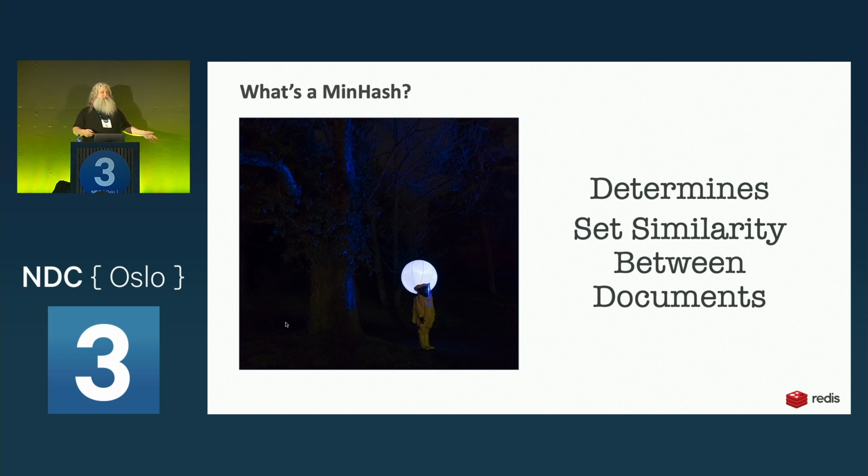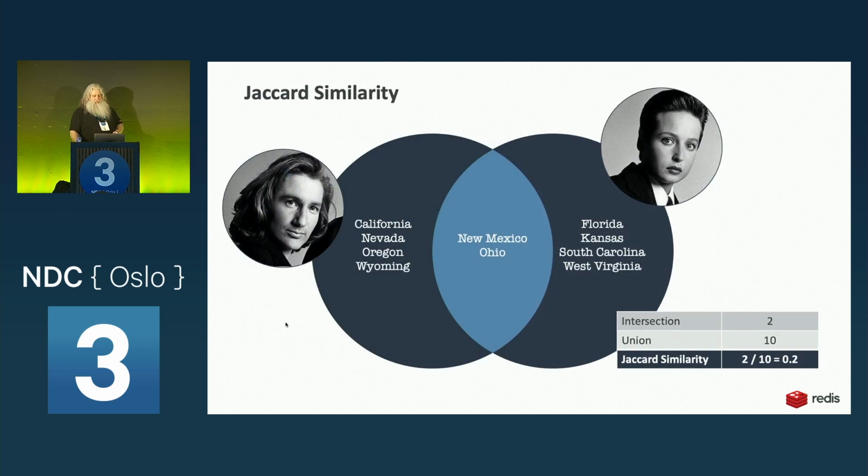So before we talk about that, though, we need to talk about how we can compare sets. So what is set similarity? Well, it's just how similar two sets are. Here's a simple example. We've got Scalder and Molly here, face swapped. And these are the states of the United States in which they've seen UFOs. And so Scalder has seen them in California, Nevada, Oregon, and Wyoming, and New Mexico and Ohio.